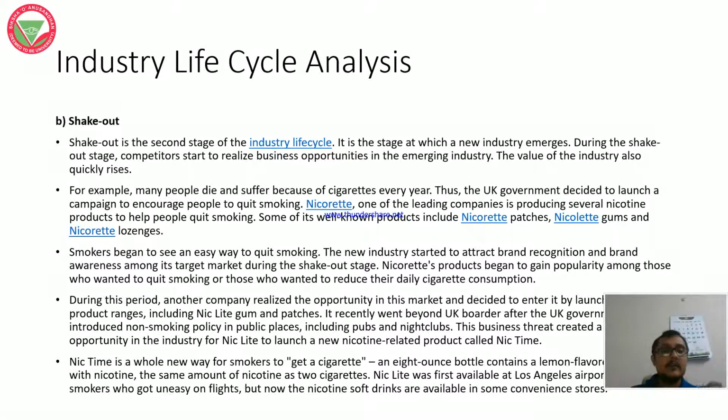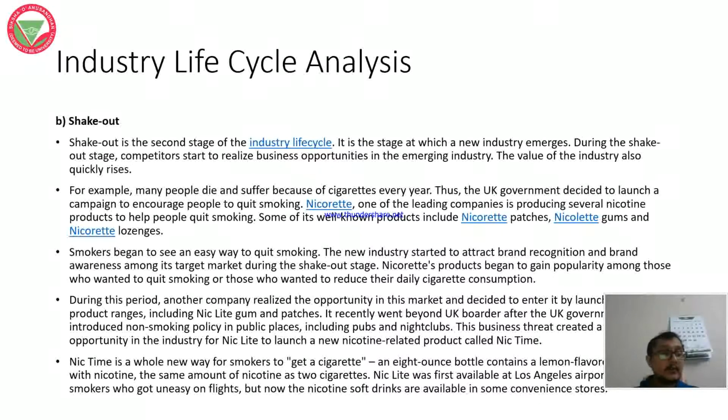It is a whole new way for smokers to get a cigarette. An 8-ounce bottle contains a lemon-flavored drink laced with nicotine, the same amount of nicotine as 2 cigarettes. It was first available at Los Angeles airport for smokers who got uneasy on flights, but now nicotine soft drinks are available in some convenience stores. So all things are opportunity. You need to find out the true potential of innovation and invention.